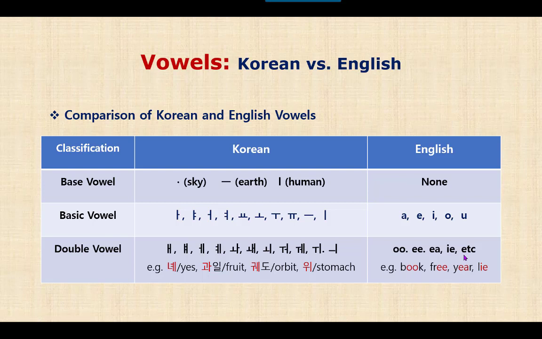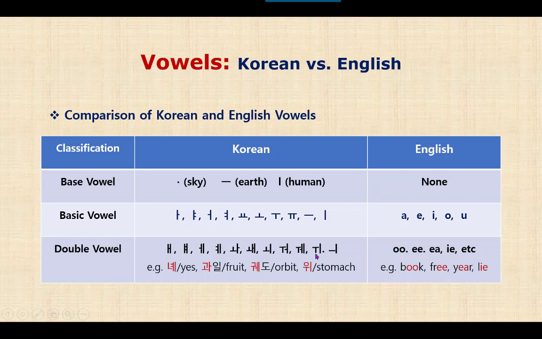That's not an alphabet. A vowel is repeated, or a vowel is followed by another vowel, like A followed by E, EA, like this. So you can make something similar to a Korean double vowel by using two English vowels as a pair. You can combine two different vowels to make, not a double vowel, but a two-vowel letter. Okay? Is it clear?